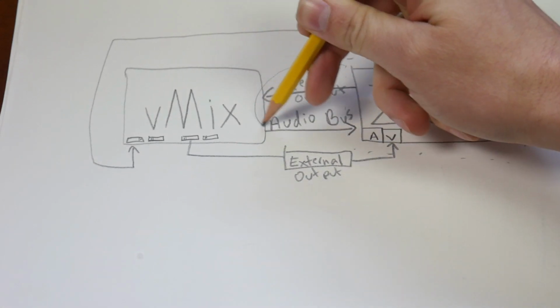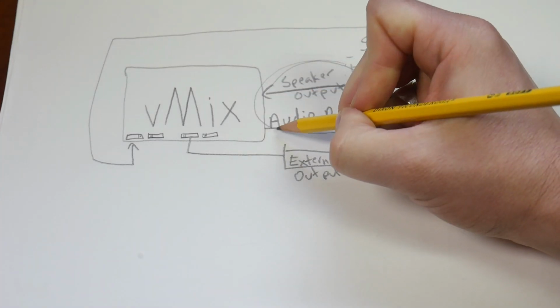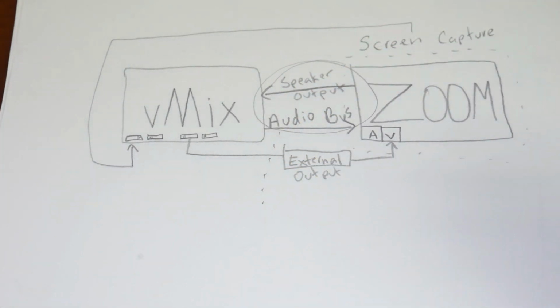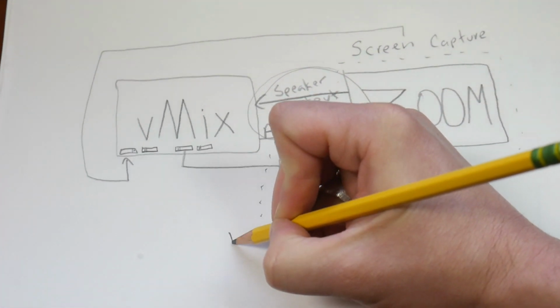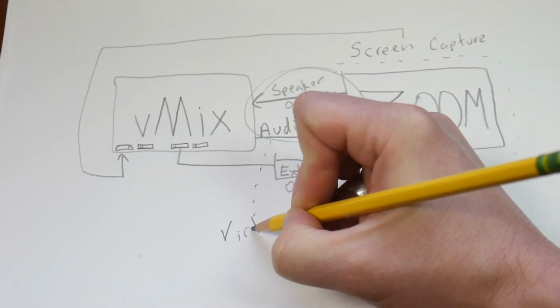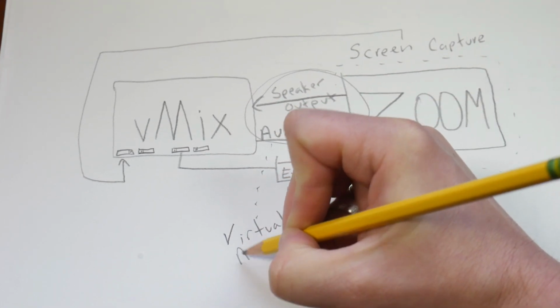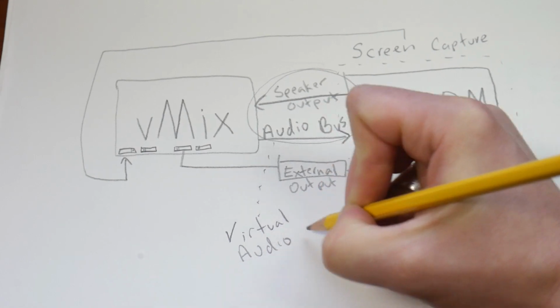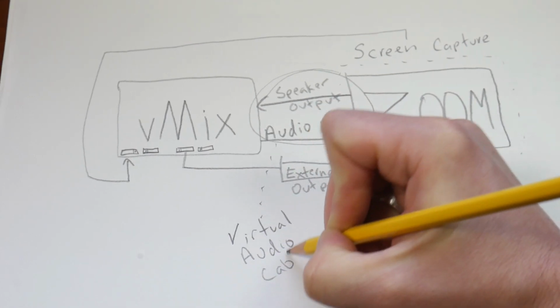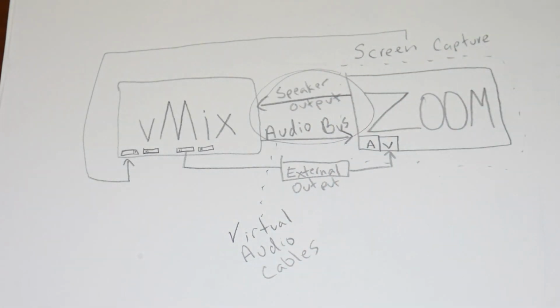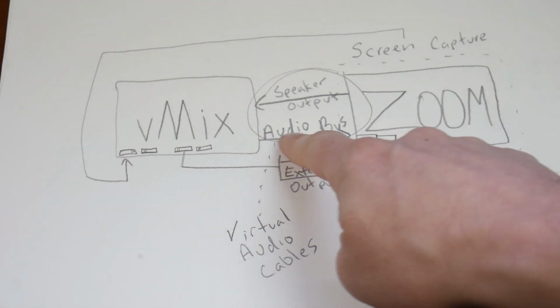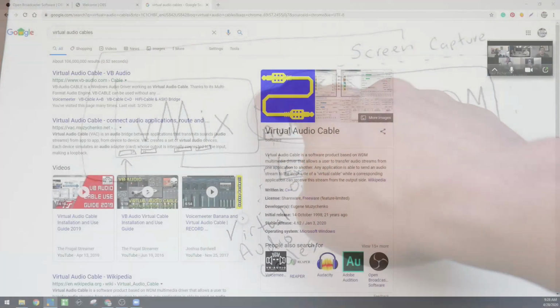But we're going to need two virtual audio cables. So using Windows, we are going to install not one, but two virtual audio cables. One for the audio output from vMix to Zoom, and then another one to take the speaker output from Zoom and bring that in as a microphone input into vMix. So how do we do that?